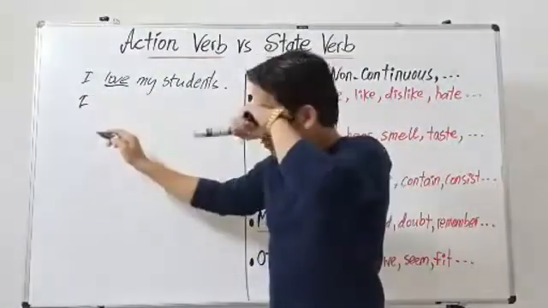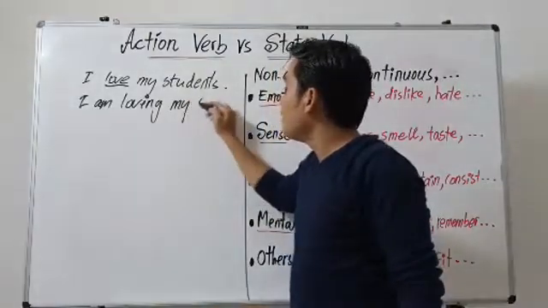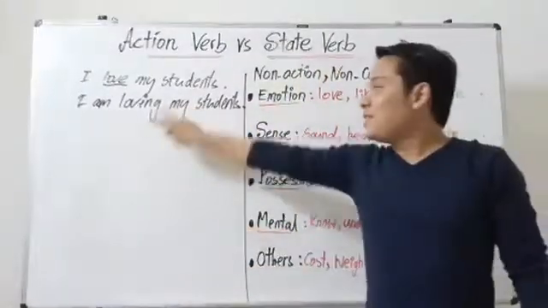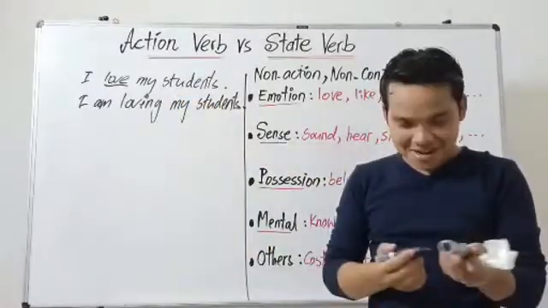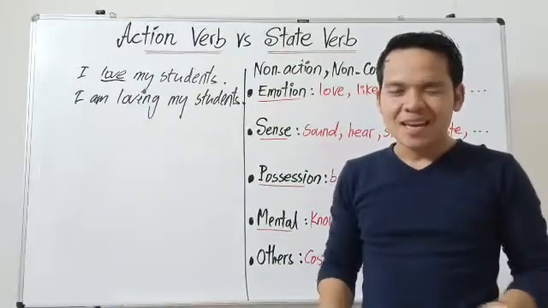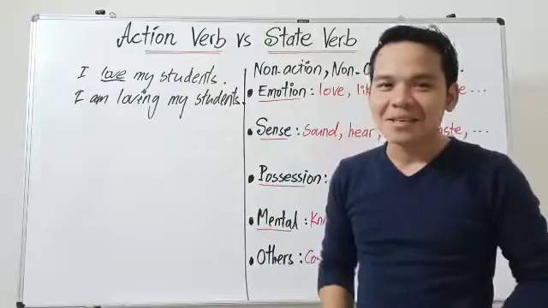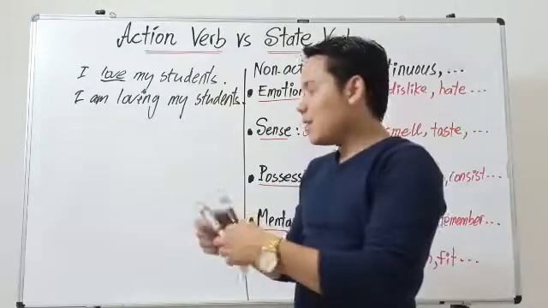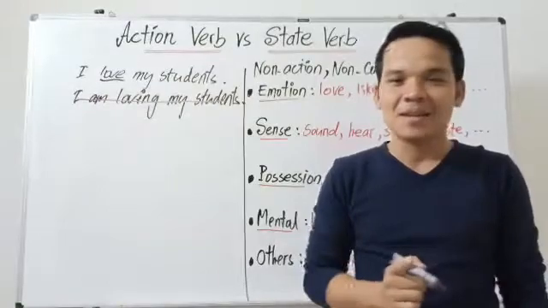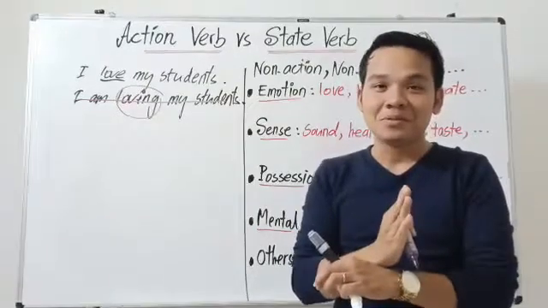And one more, I am loving my students. You see, both of them. Which one is correct? Remember my speech? I told you that stative verbs are not used in present progressive. Not only present progressive tense, continuous tense we cannot use. So the second sentence is not correct, because stative verbs cannot be used in progressive tense.